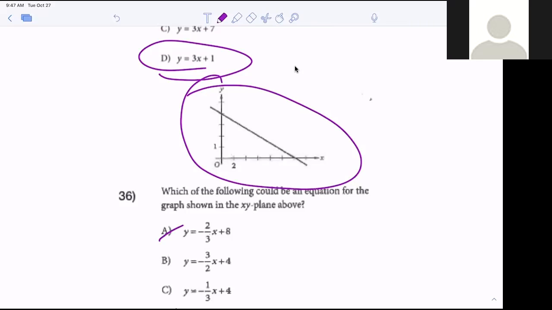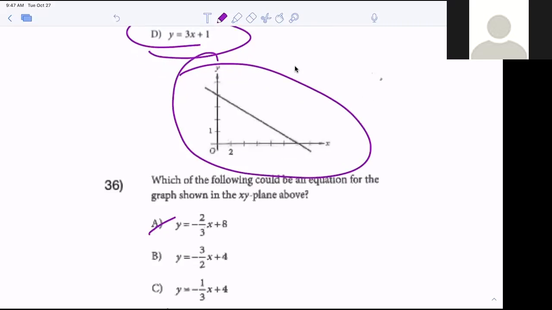Now you just have to calculate the slope. Is it down 1 and over 3, or is it down 3 and over 2? Why isn't it A or D? Because the y-intercept is not 8. What is the y-intercept? 4. So it's not A or D, because those y-intercepts are 8.